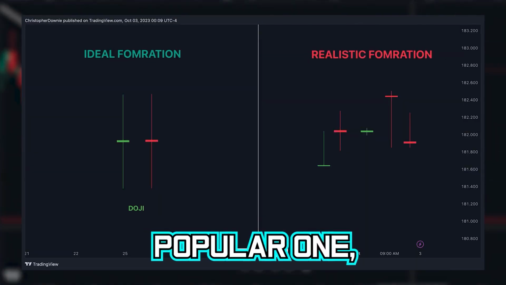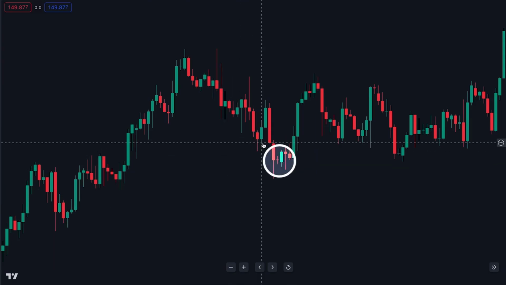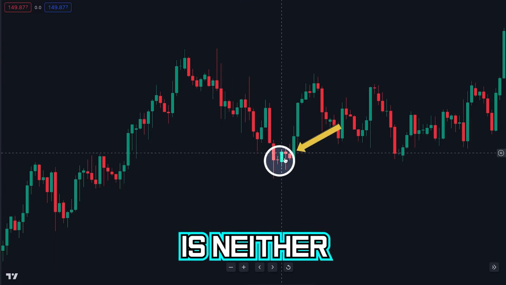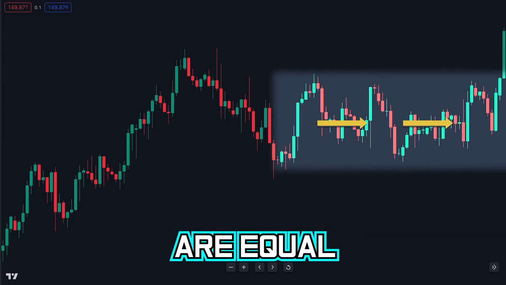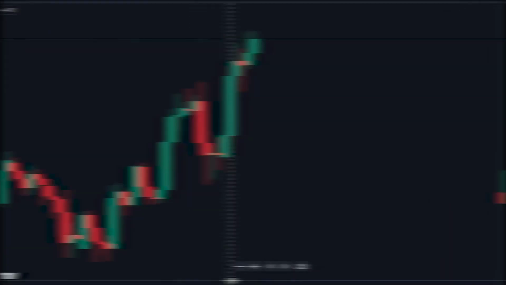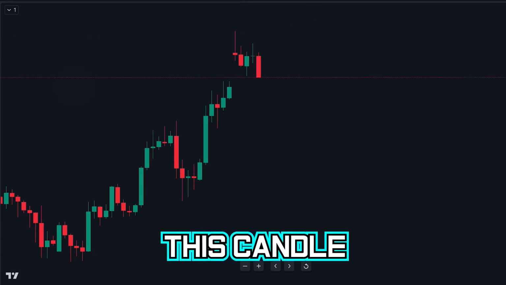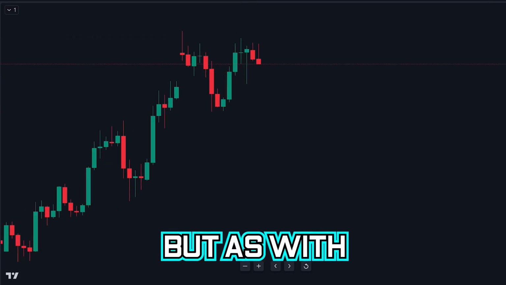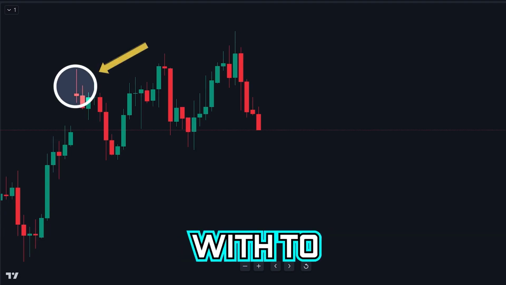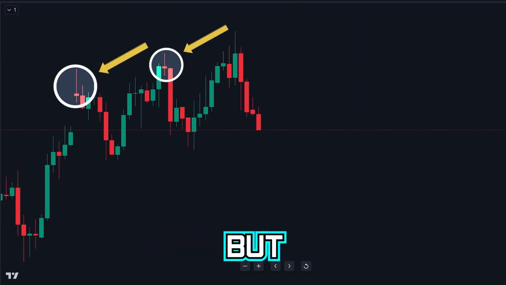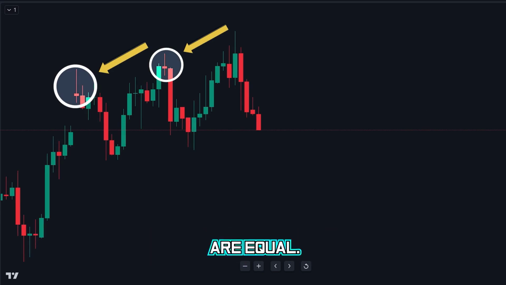Next we will discuss another popular one and it's called the doji candle pattern. This is a candle pattern that signifies indecision in the market. This pattern is neither bullish nor bearish. When this pattern appears it usually means buyers and sellers are equal and price might begin to range. The pattern is defined by long wicks and a thin body. Ideally this candle pattern will have long wicks on both sides, but as with all of these candle patterns, the market is rarely ever this ideal and this pattern can have a long wick to the upside or downside or a short wick, but the defining factor here is that price opens and closes at the same price, showing that buyers and sellers are equal.